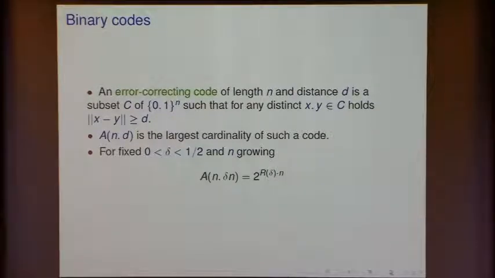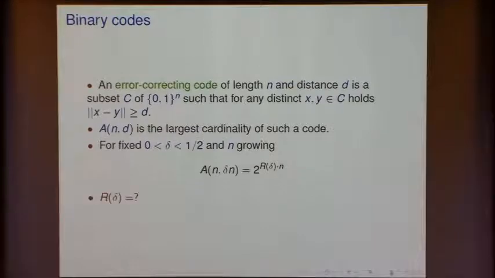And the range of distances d we are interested in is linear in n. So fix a parameter delta, and d is delta n, where delta is between 0 and 1/2. In this range, it's easy to see that the packing would be exponential in n, depending on this parameter delta, and what we don't know is what this exponent is. It's a big open question.